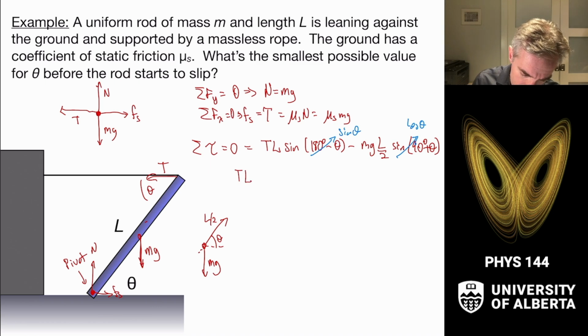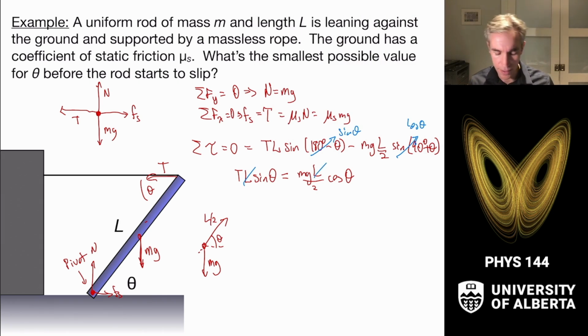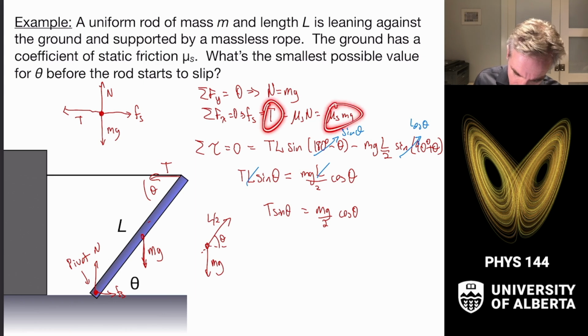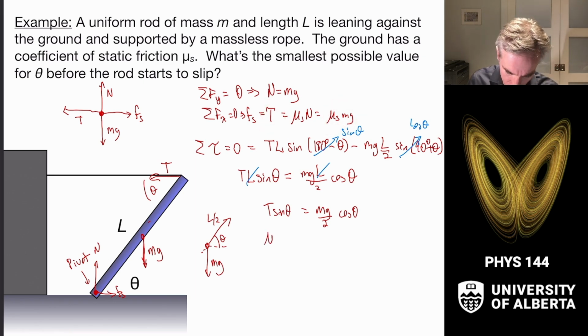So we know that TL times sine theta is equal to, I'm going to push this over to the other side, mgL over 2 times cos theta. And that's going to give me some canceling. I can cancel out the length of the rod. So we get a nice relationship here that says that T sine theta is equal to mg over 2 cos theta. But we know what the tension is. Remember, back up here, we said that the tension was μs times mg. So we can say that μs mg sine theta is equal to mg over 2 cos theta.